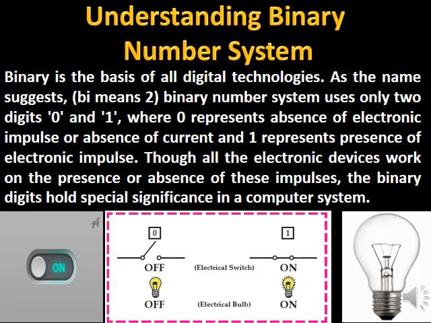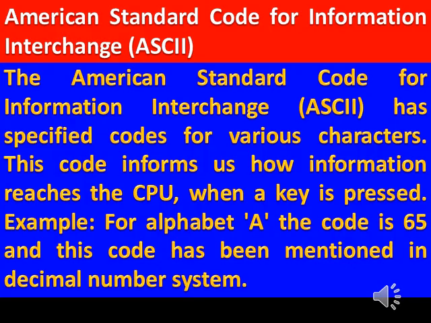Now we will study the American Standard Code for Information Interchange, also known as ASCII code. ASCII code has specified codes for various characters. These codes inform us how information reaches the CPU when a key is pressed on the keyboard. For example, when a user presses the alphabet A on the keyboard, in the ASCII codes, for alphabet A the code is 65. And this code is mentioned in the decimal number system. So for each alphabet, there are specific codes in this number system.